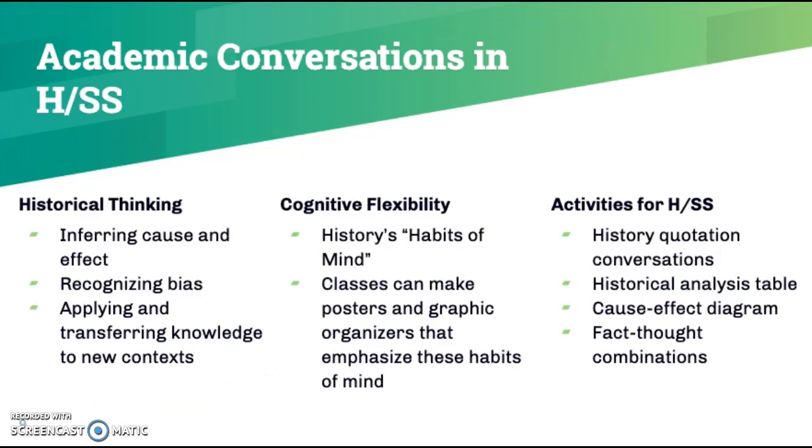Specifically, academic conversations in history social science can be simplified and broken down into these 3 categories here. So to begin, historical thinking. This refers to inferring cause and effect, recognizing bias, and applying and transferring knowledge to new contexts. So for example, in regards to inferring cause and effect, students must be trained to recognize different ways that certain events have led to others, as well as for recognizing bias, they must be trained to recognize bias and be critical of information from books and media.